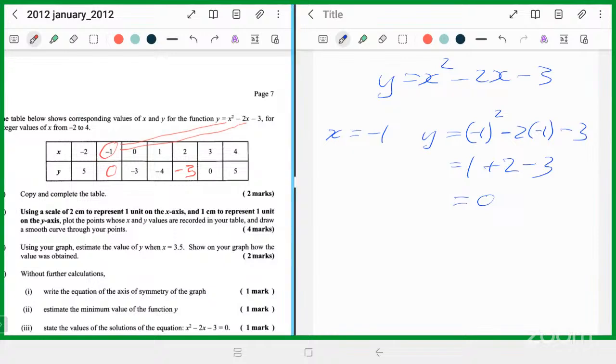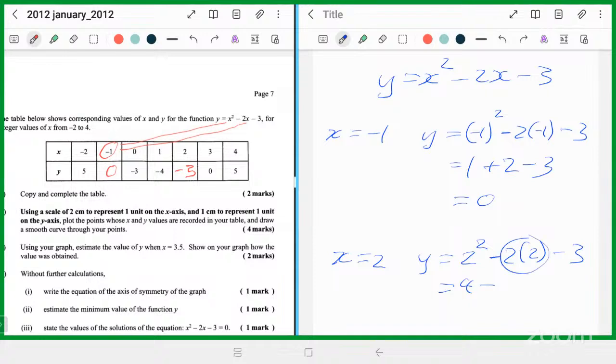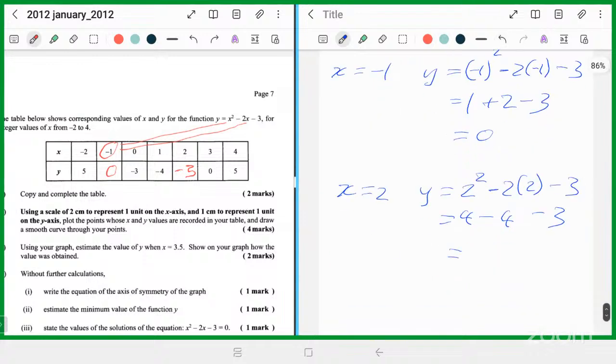And now we can test if this is actually -3. So we're going to put in x equals 2 in that one now. So y is going to be 2 squared, minus 2 times 2, minus 3. This is 4, minus this is 4, minus 3. These two wipe out each other. 4 minus 4 is 0. This is -3. So you see, we get -3.